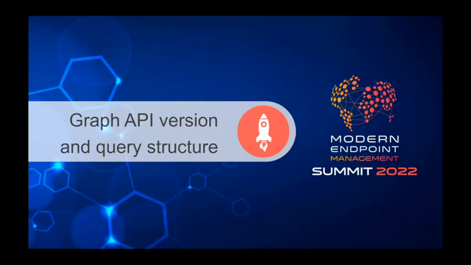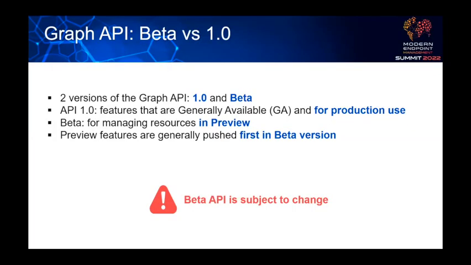Graph API version and query structure. The Graph API comes in two versions, the v1.0 version and the beta. The v1.0 version contains features that are generally available, meaning for production use. And the beta version is used for managing resources in preview, meaning when Microsoft adds new features on the Intune portal, they will first be available in the beta version, like proactive remediation scripts. Don't forget that the beta API is subject to change.